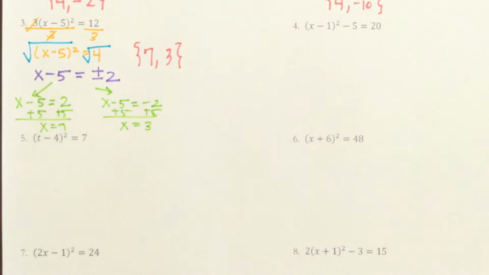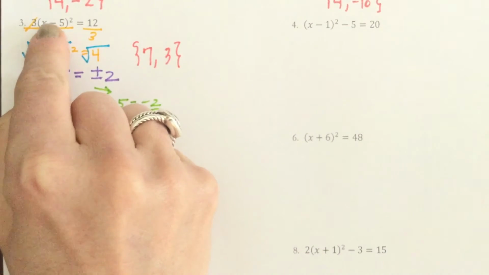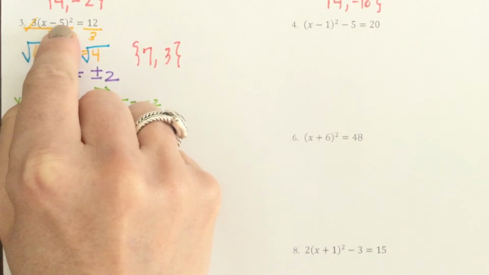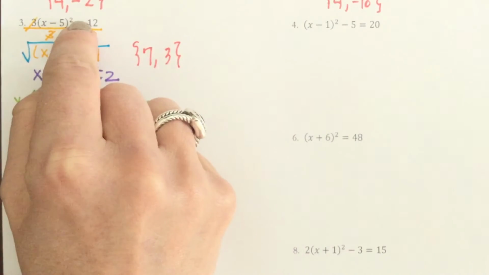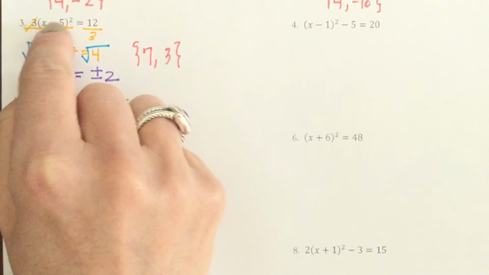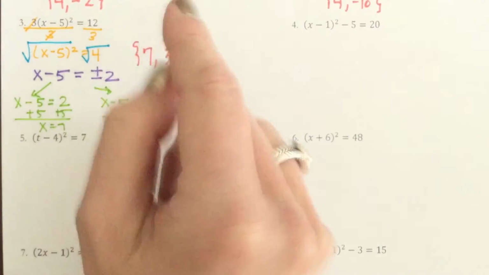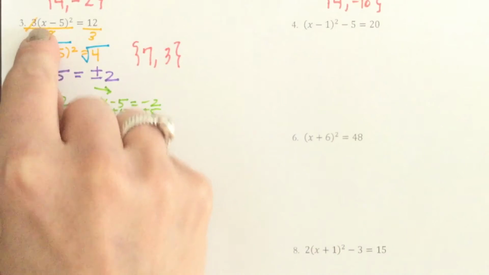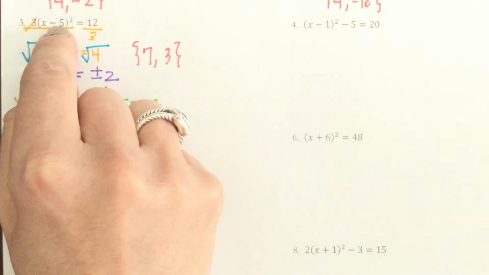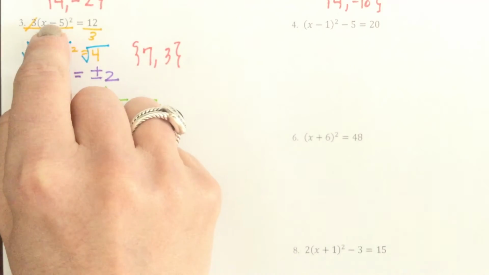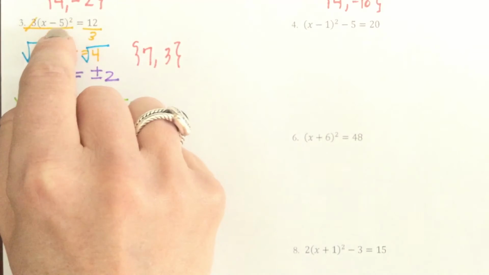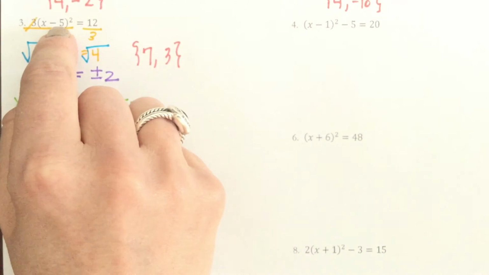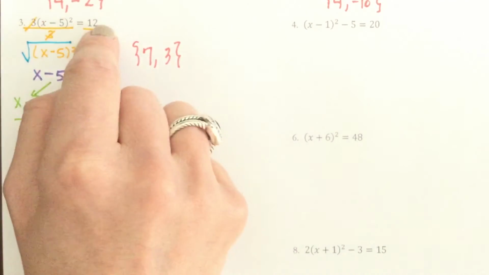And again, we can do a quick check. 7 take away 5 is 2. Order of operations says we're going to square that to get 4. 3 times 4 makes 12. When I check the 3 take away 5, so doing parentheses first makes negative 2. The next step in order of operations is to square. Negative 2 squared means negative 2 times negative 2, which makes 4. 3 times 4 will make 12.